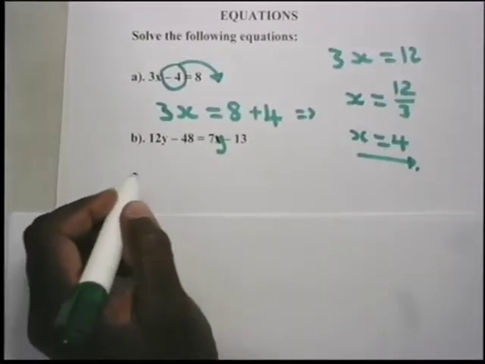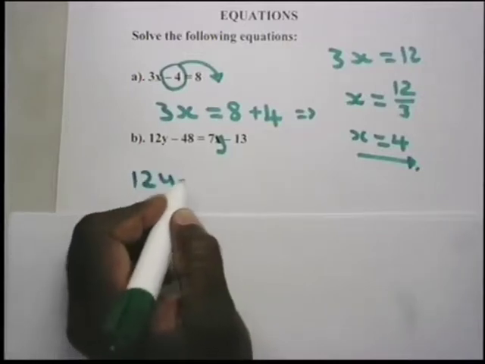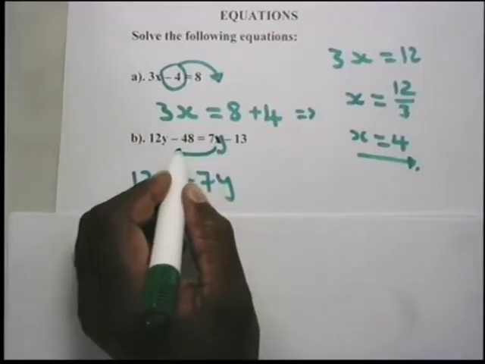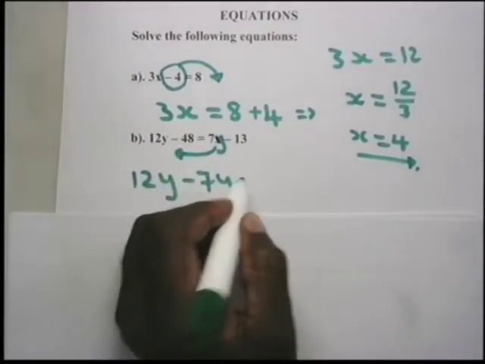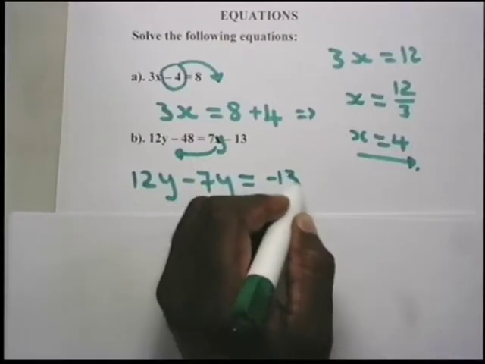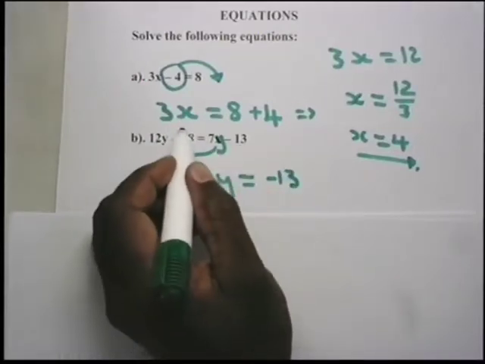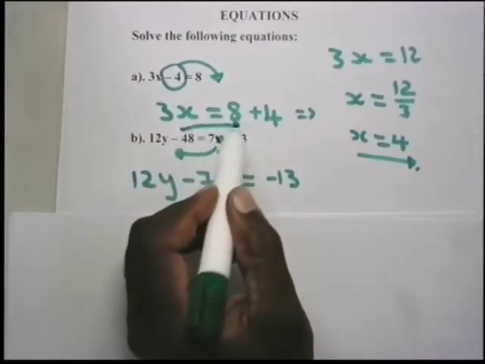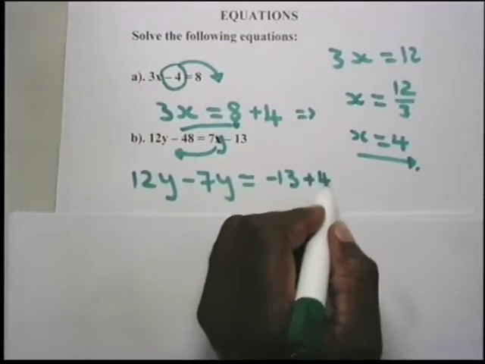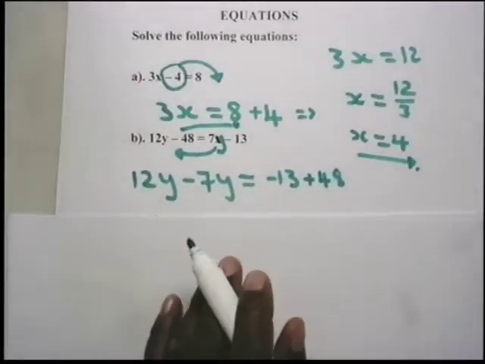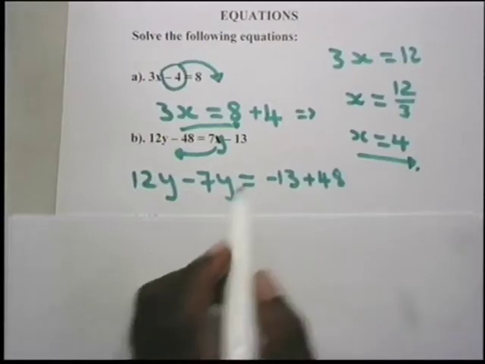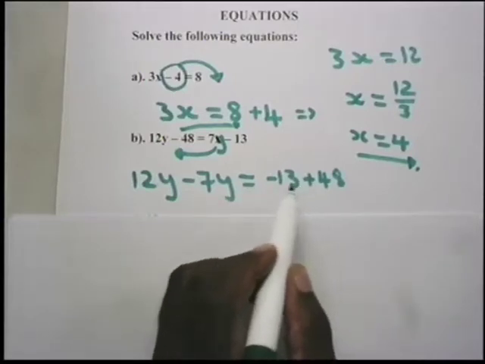Suppose then I will have 12y minus 7y, because the 7y was positive. If I take it across, it becomes minus, and this will be equal to negative 13. It stays where it was. Then 48, it was negative. If I take it across the equal to sign, it will be positive 48. So then we have 12y minus 7y, which will then be equal to negative 13 plus 48.